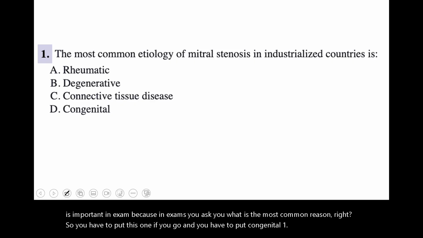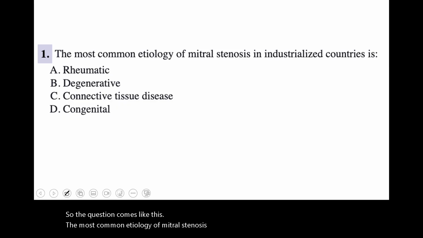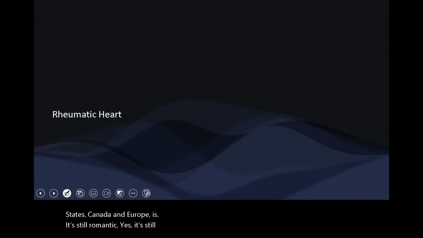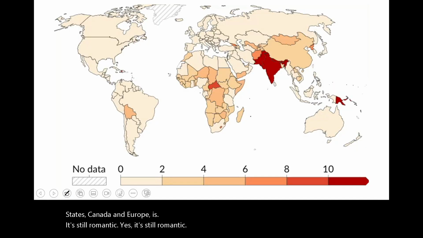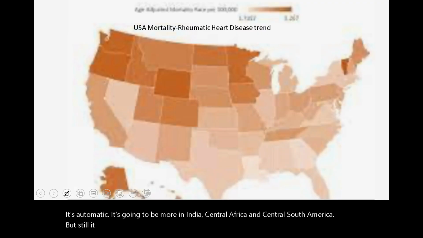So a question comes like this. The most common etiology of mitral stenosis in industrialized countries, which means the United States, Canada, and Europe, is still rheumatic. Yes, it's still rheumatic. You see, rheumatic is going to be more in India, Central Africa, and Central South America. But still, in the United States, it is going to be more in the Midwest.